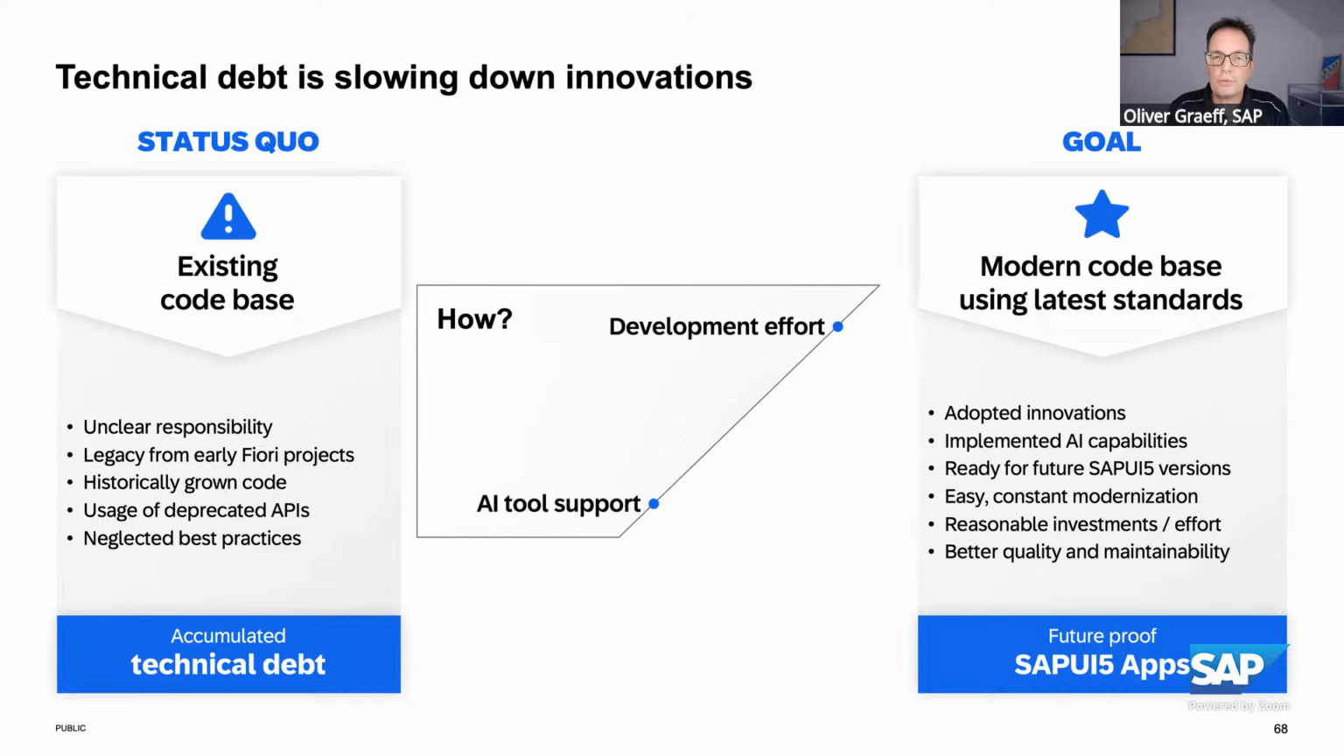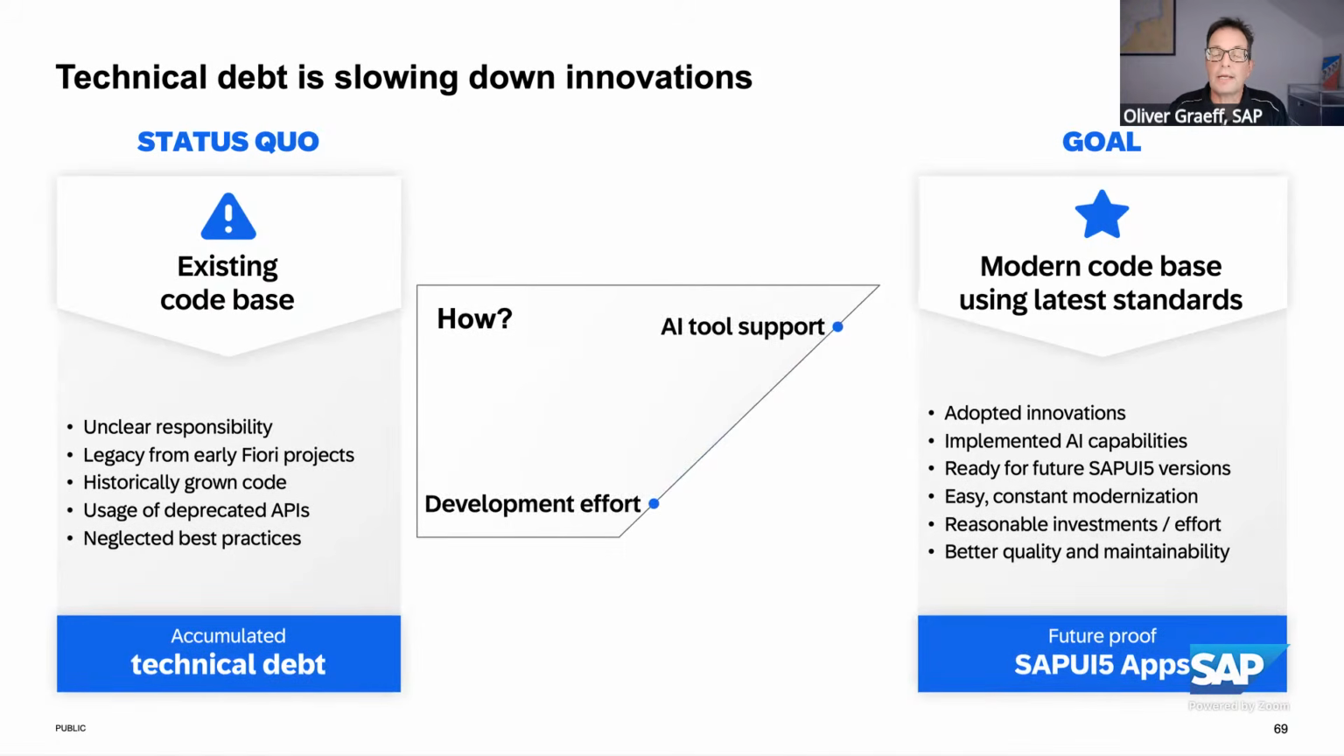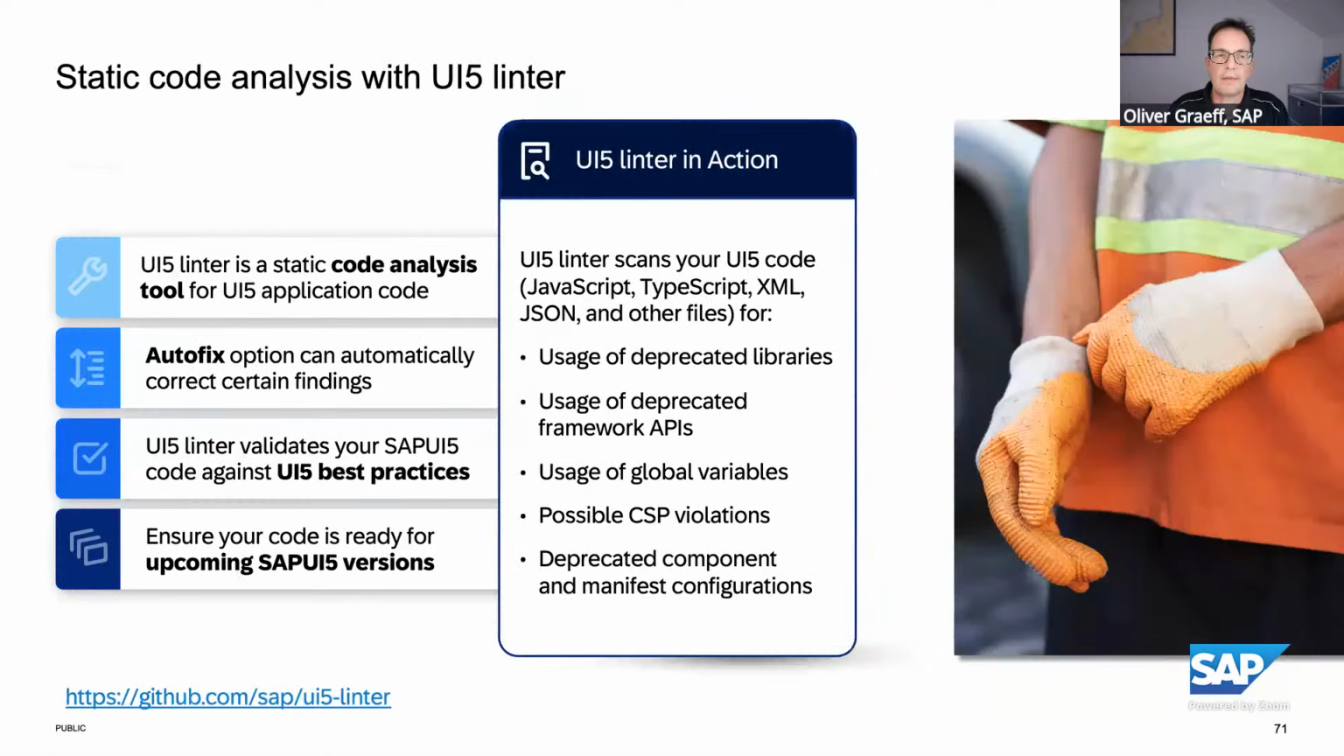And there's also tool support for that. And nowadays, of course, there's also AI support. And where we want to go with this is that we want to have more tool support, more AI tool support, and less manual development effort to move things to the latest UI5 capabilities, for example. And there the UI5 linter helps. It's just one example here.